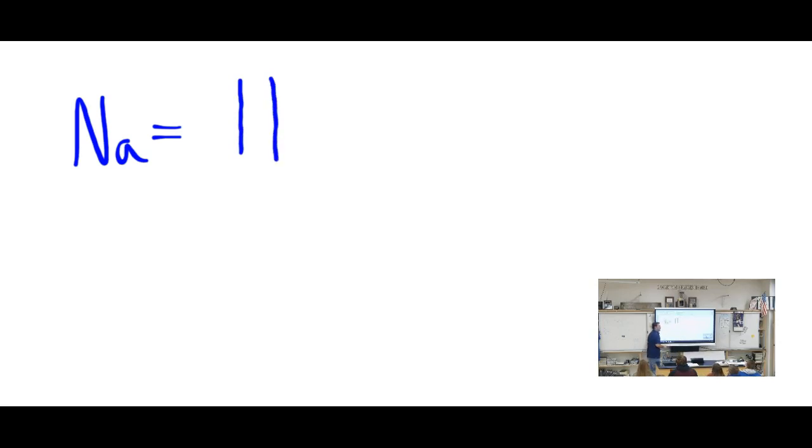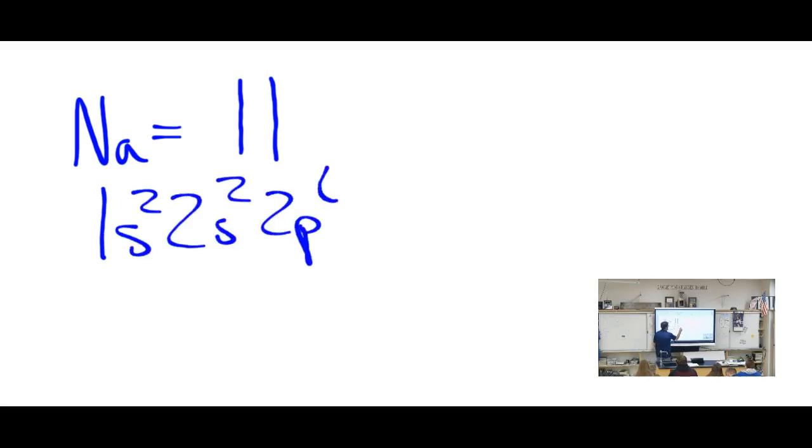It's 11. So if I were to write its configuration, are you ready? Say yes. Yes, sweet. It'd be 1s2, 2s2, 2p6, 3s2. 1. I don't know why I wrote a 2. Just habit. All right, 3s1.